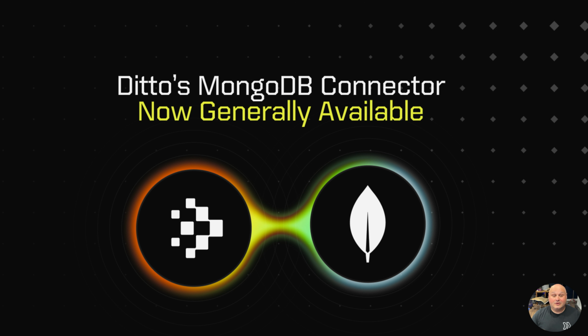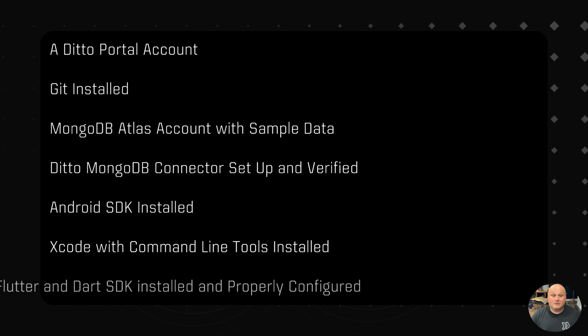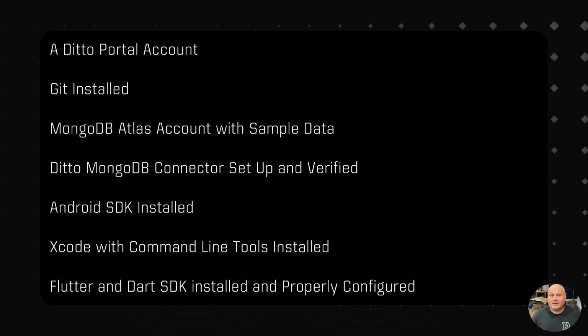Before we dive into the code, let's make sure you have everything you need to follow along. You'll need a Ditto Portal account, Git installed, a MongoDB Atlas account with sample data installed, and the Ditto MongoDB Connector set up and verified in the Ditto Cloud. You'll need the Android SDK installed if you plan on using Android devices. You'll need Xcode with the command line tools installed if you plan on using iOS devices. Finally, you'll need the Flutter and Dart SDKs installed and properly configured.